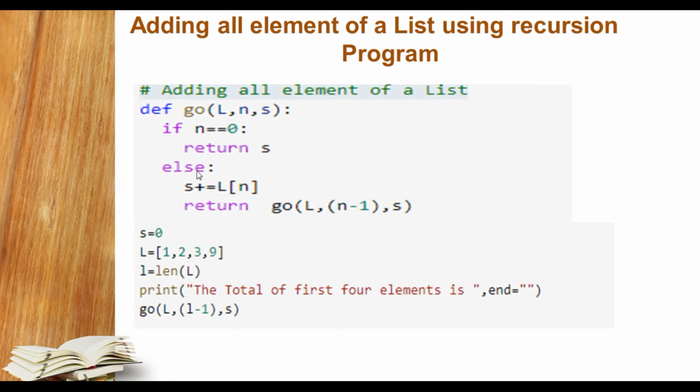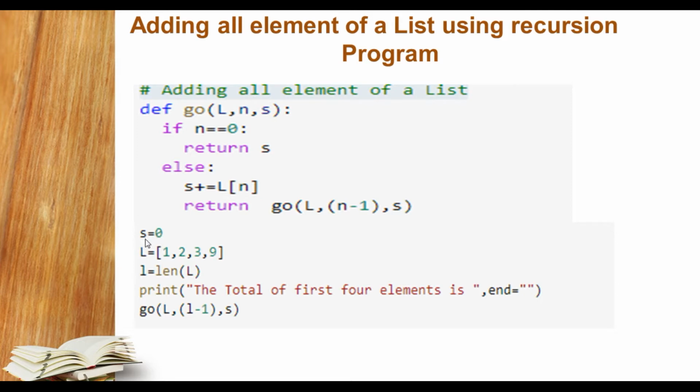Otherwise, it will process this functionality in which S += L[n]. Then after that it will return and call the function again, which is one of the significant features of a recursive function, calling itself from its body, that is go(L, n-1, S). L we have passed as the list, n is n minus 1 because we are going to decrease the index, and at last S means sum. So we can discuss this function through this part, student.